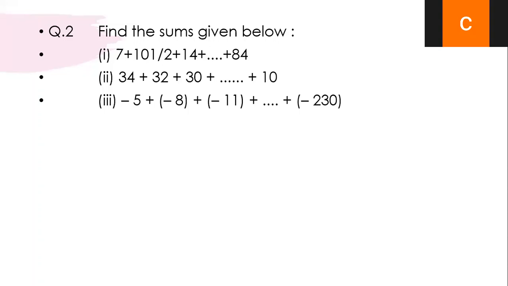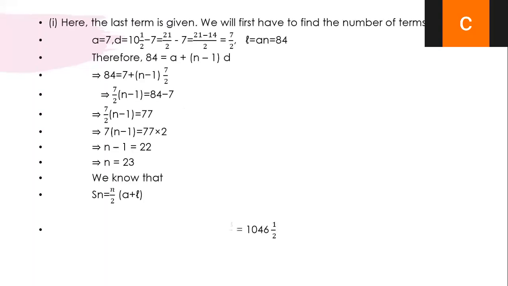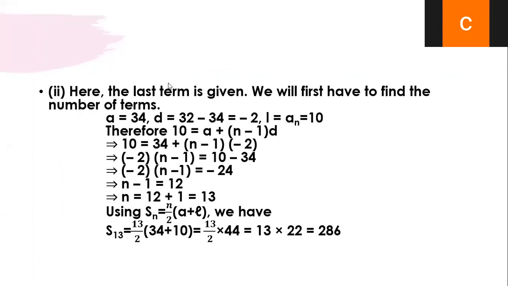What is the N value? First, tell me the N value. 13. Very good. Then N value 13, A value 34, last term is 10. It is 13 into 44 by 2, 286. Here A is equal to 34, D is equal to -2, last term is equal to 10, and we'll apply in the formula. Then we'll get N value 13. If you apply 13 in the SN formula, we are getting the answer 286.